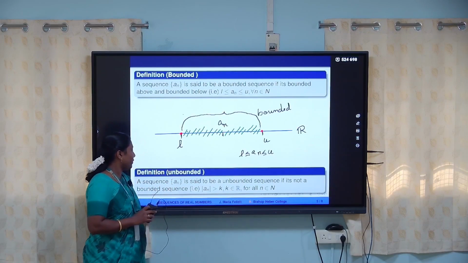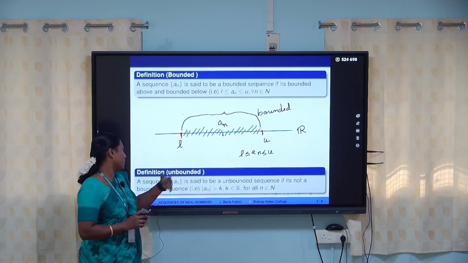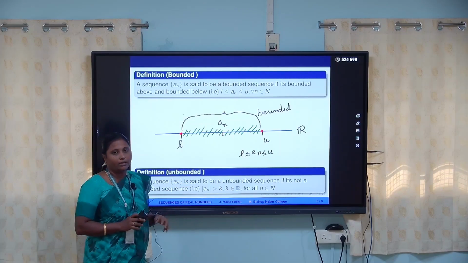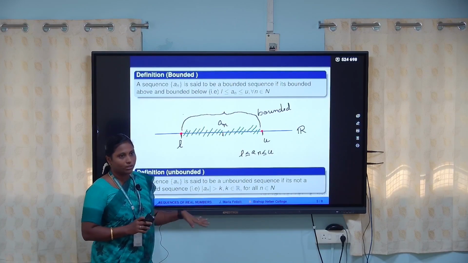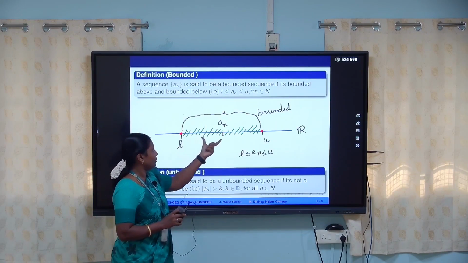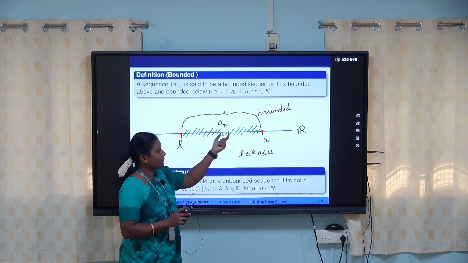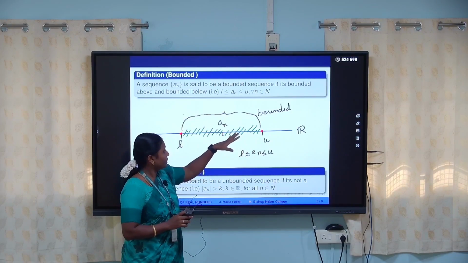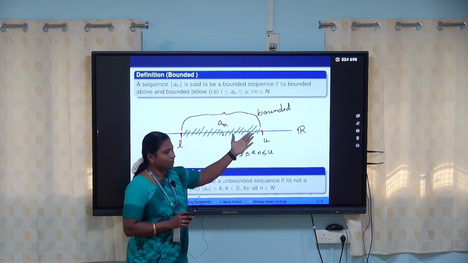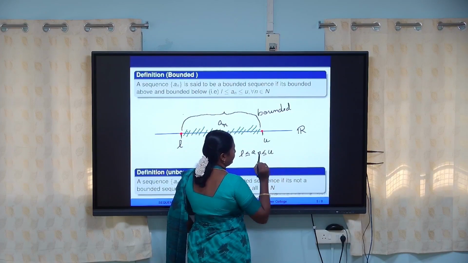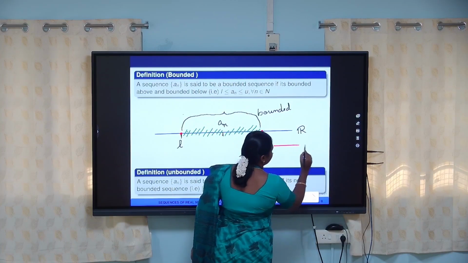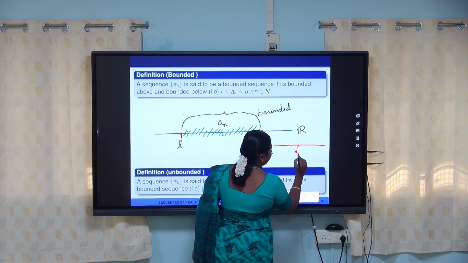A sequence an is said to be an unbounded sequence if it is not a bounded sequence. So for a bounded sequence, it may have a lower bound or an upper bound. But if it has neither a lower bound nor an upper bound, if you are having a sequence like this, I'm going to take a sequence an.